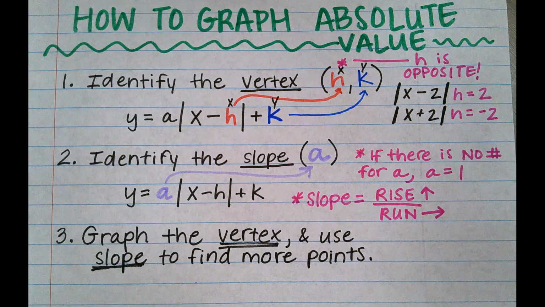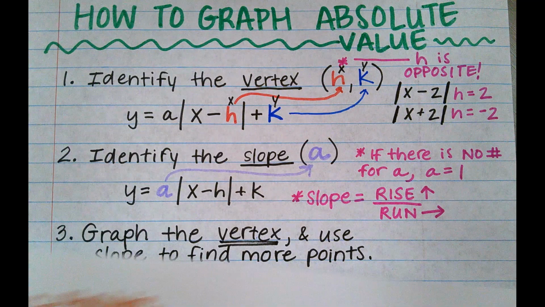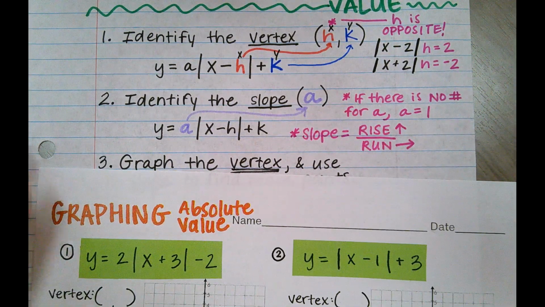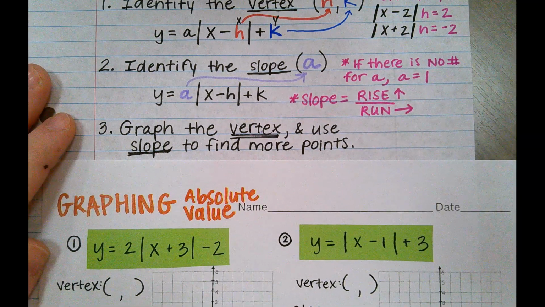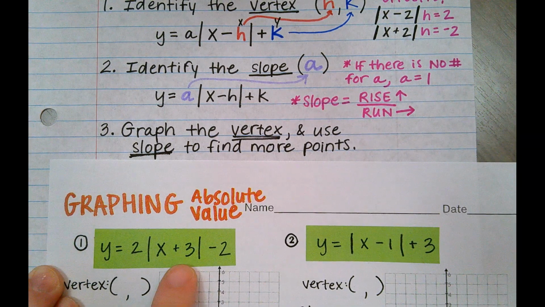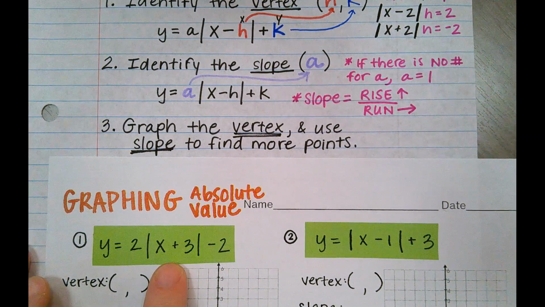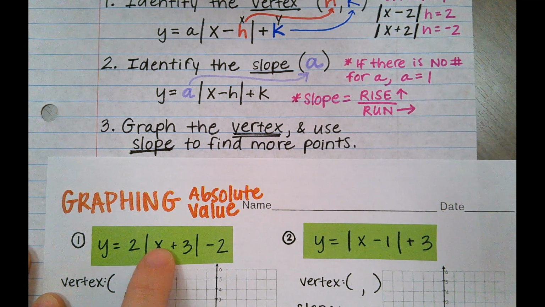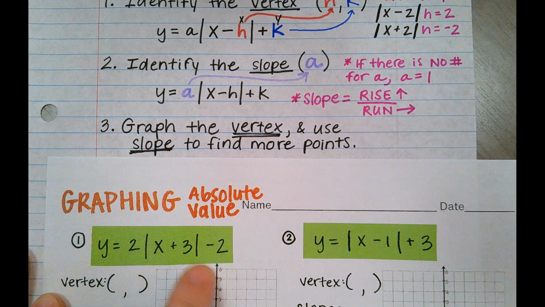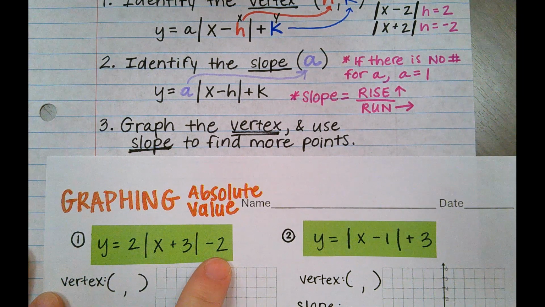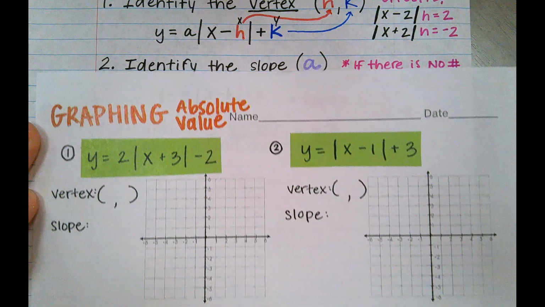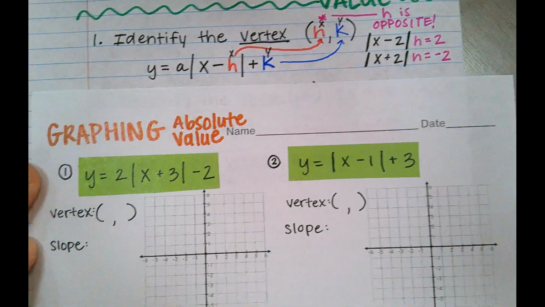Okay, so we've got our steps written out. Let's now look at that new worksheet I gave you with the green equations. And we'll start with our first problem. I have y equals 2 times the absolute value of x plus 3, outside the absolute value minus 2. So first, let's find our vertex. I'm going to look at step 1.